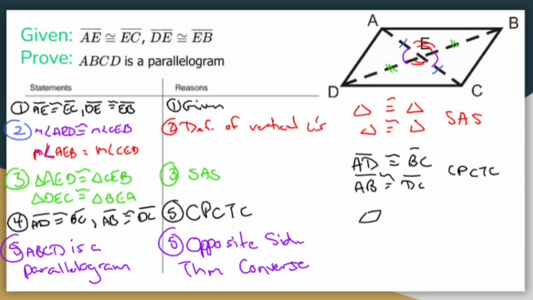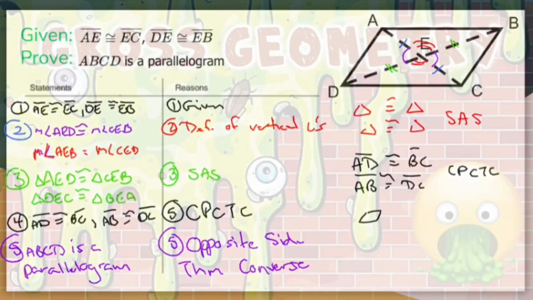You have opposite angles theorem converse, which is exactly the same thing, but angles instead of sides. And you have the consecutive angles theorem converse. Those are saying, if they're supplementary, then you have a parallelogram. Fun.